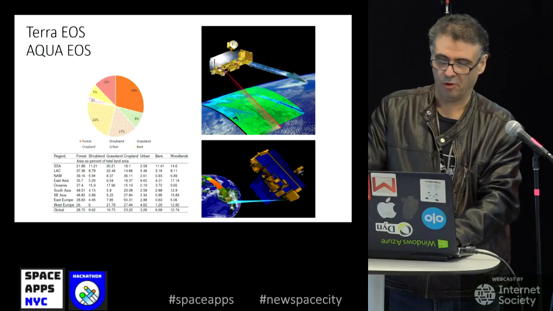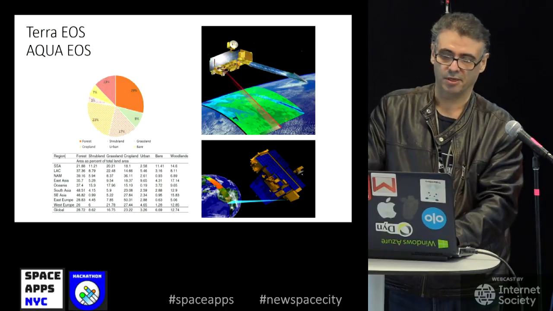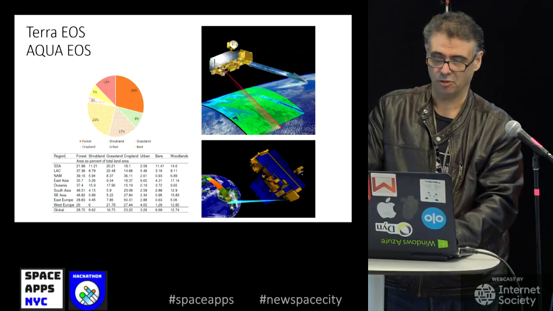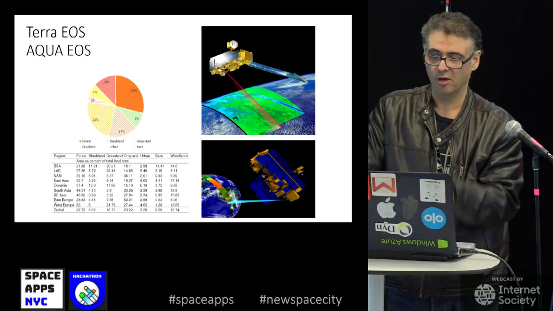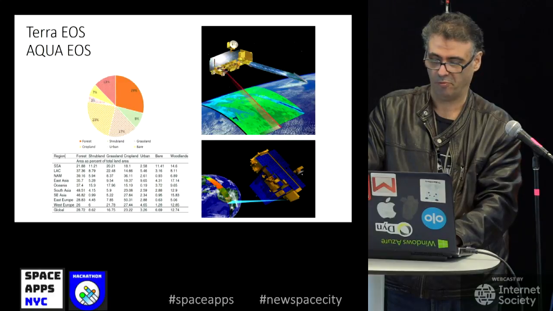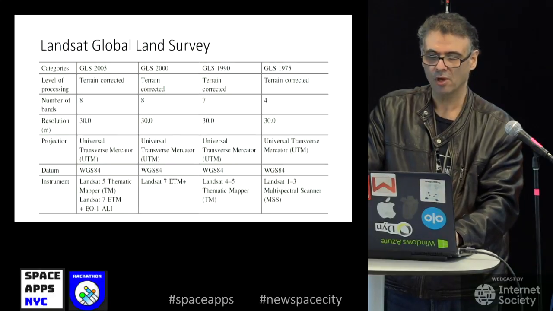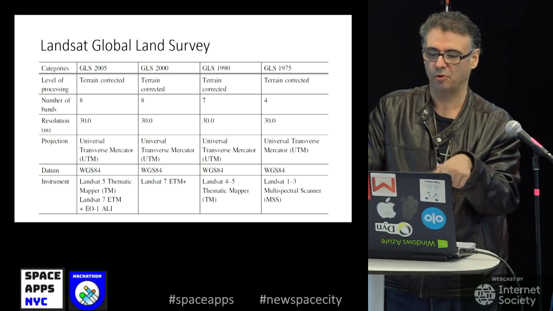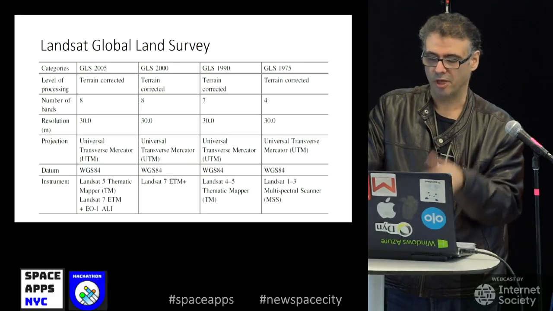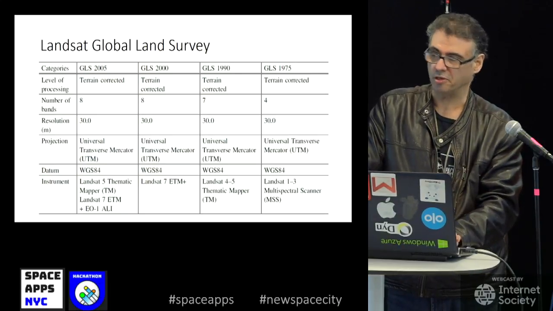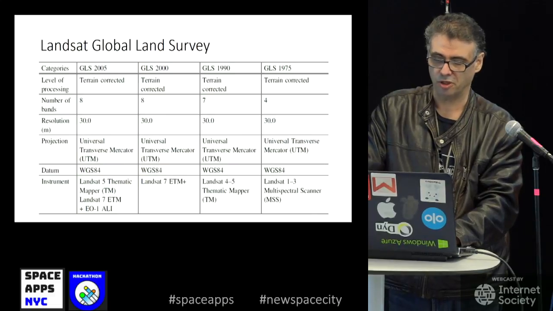Here is an example of how, using satellite data from water and land satellites, you can build a chart and a table of how your land is being utilized in a specific region or area of the planet. This is possible now because the number of satellites is increasing and it's getting cheaper. It used to be tremendously expensive to do that, and now it's more affordable.